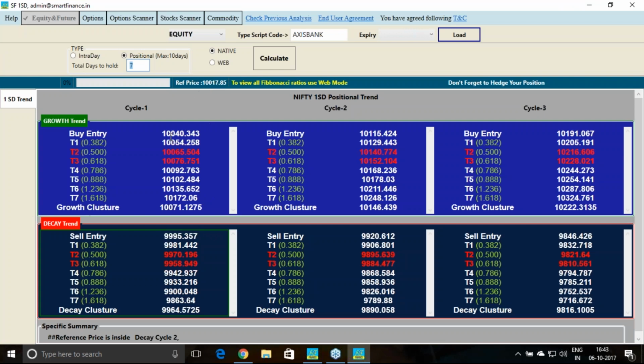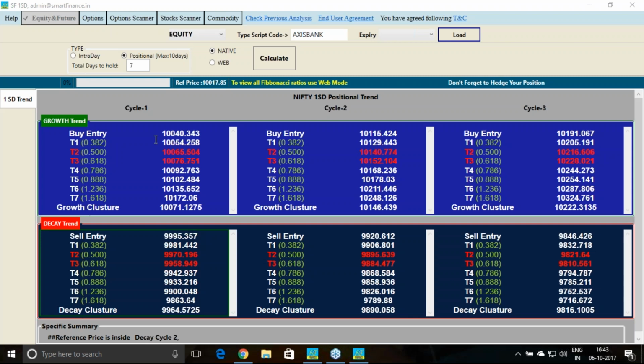It has closed today at 10,017.85. Monday, if it is opening above 10,040 till 10,065, you can think of buying, and you should have appropriate hedging for that. If you are buying here at 10,050 or 10,000, you can think of buying a put option.